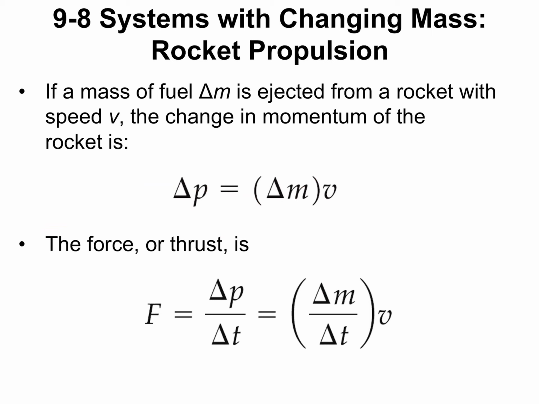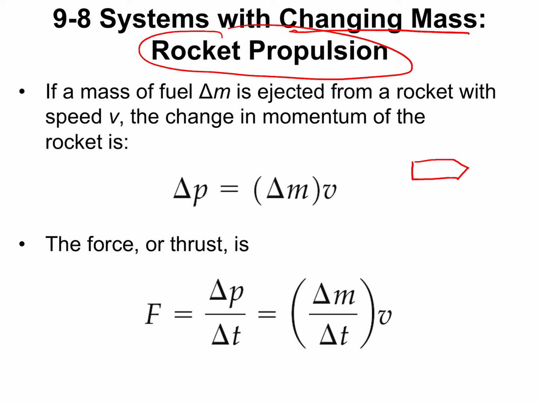Okay, the last slice of this whole chapter, we talk about changing mass. So what happens? Changing mass for rocket propulsion. You have a rocket in space, and you move forward, right? So how do you let a rocket move forward? The rocket has to eject mass out of it, right?